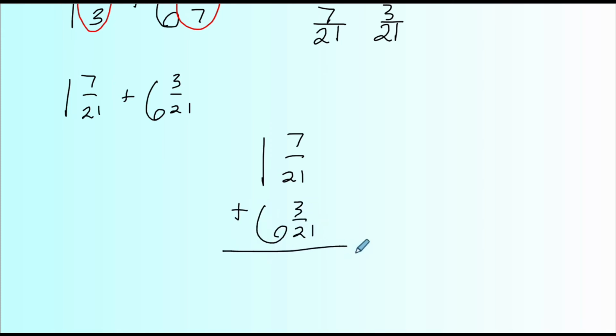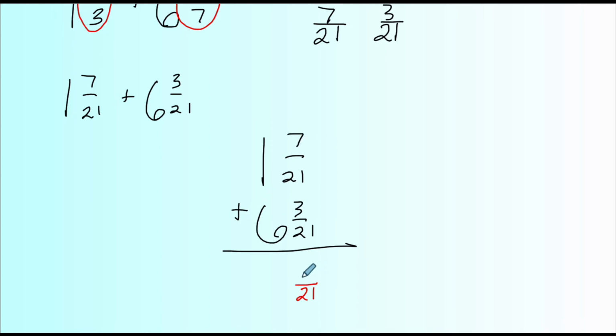The reason I do this is because then I have my whole numbers lined up and my fractions lined up, because I'm adding the fractions together and then the whole numbers together, and then I'll have a final answer. So I'm going to add the fractions first. Remember, when you're adding or subtracting fractions, the denominator stays the same, so it's over 21. And I'm just adding the numerators.